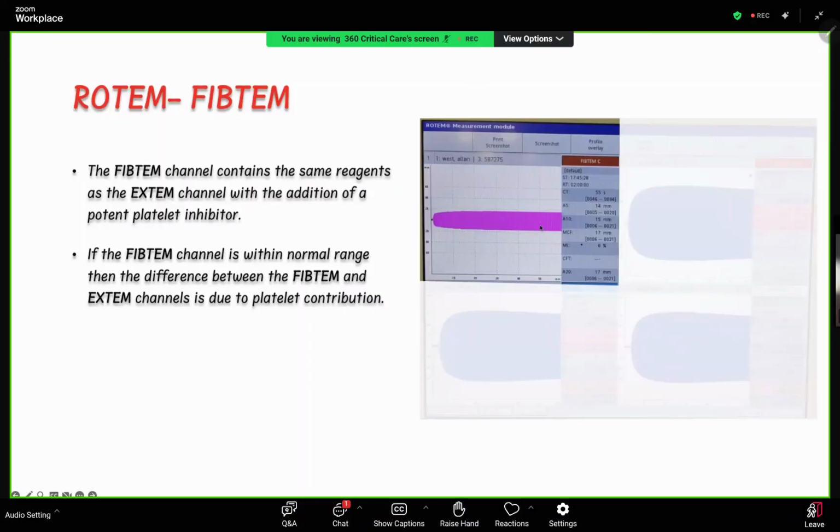So in the FibTem channel, whatever you see is because of fibrinogen problem. Platelets are totally neutralized, so there is no platelet effect that can be seen. Whatever abnormality you find is a fibrinogen issue. If this is normal and the ExTem is abnormal, that means fibrinogen is normal in the blood. The abnormality in the ExTem is because of the platelet. So that's how you delineate. If the ExTem is abnormal but the FibTem is normal, then the problem is because of platelet.